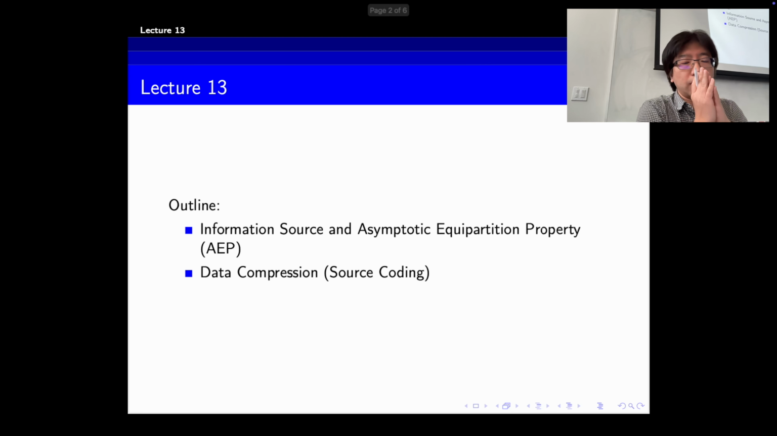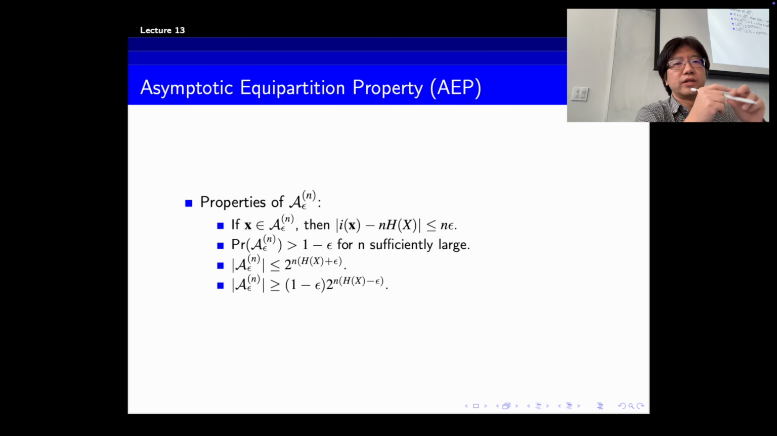Okay, so in our last lecture, we finished talking about the asymptotic equipartition property, and then we started talking about data compression, right? For the AEP, we have the following four important properties, right?